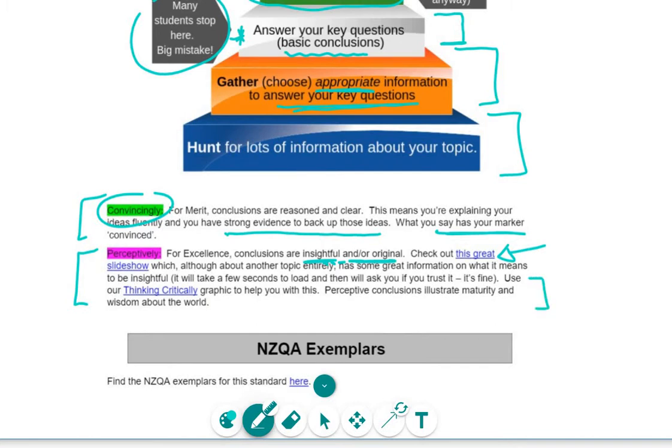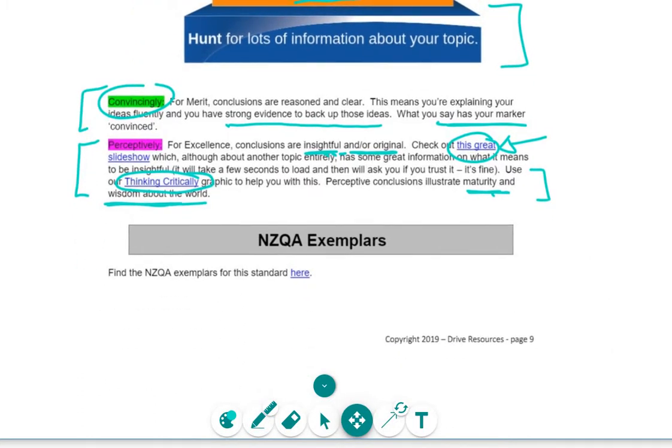Again, use our thinking critically graphic to help you with this. Perceptive conclusions illustrate a maturity and wisdom about the world. All right. Don't forget these hyperlinks that appear throughout your document, and they take you to other places in the document just to help you find the bits you need again, but also there's external websites like that as well. NZQA exemplars, that's just the link there that you can go to when you want to have a look, and we actually refer to the excellence exemplar soon too.